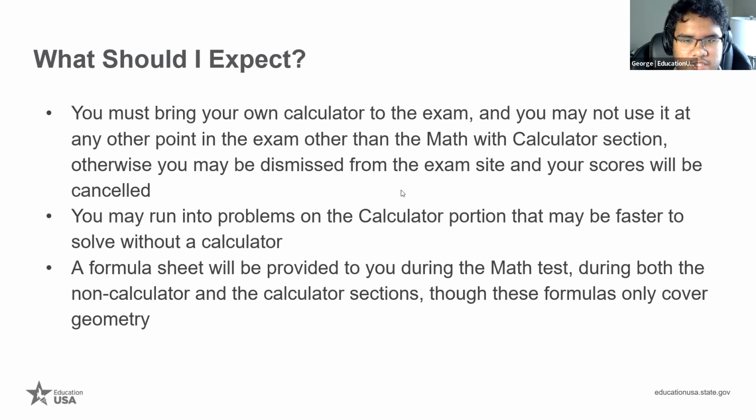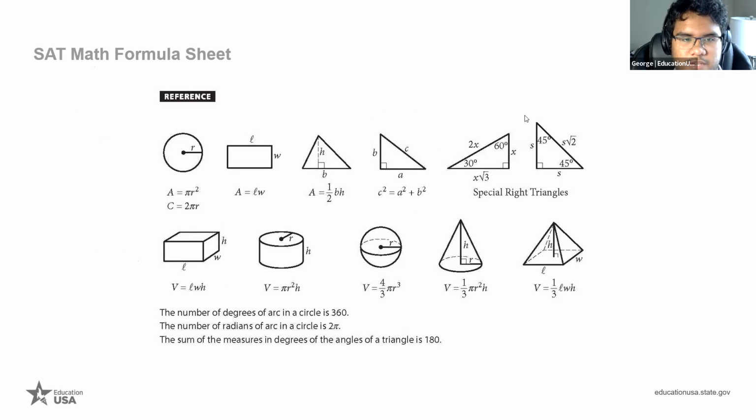But yes, briefly here, you can see the formula sheet. This is the formula sheet that you will be given for the math portion of the exam. It basically just covers things like area of 2D shapes, volume of 3D shapes, and certain special right triangles for the sake of trigonometry, which I'll explain a bit more later. And it also has some things to keep in mind at the bottom, like the number of degrees in a circle or an arc in a circle is 360. The number of radians in a circle is 2 pi, and the sum of the measures in degrees of the angles of any given triangle, such as this one, is 180 degrees. Those are just some properties mainly concerning trigonometry that may be of help later in this portion of the exam.